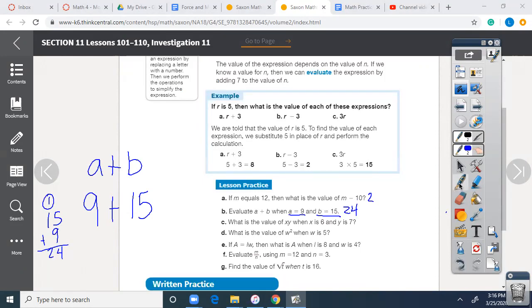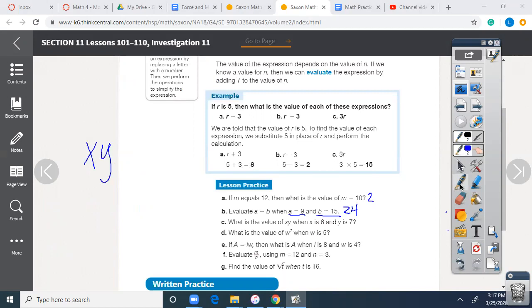What is the value of xy when x equals 6 and y equals 7? Remember, if you have something right next to each other, like x and y, and it doesn't have an addition sign or a subtraction sign, that means you multiply. So what is the value of xy when x is 6 and y is 7? Remember, we're multiplying. 6 times 7 is 42, so we're going to write 42 there.